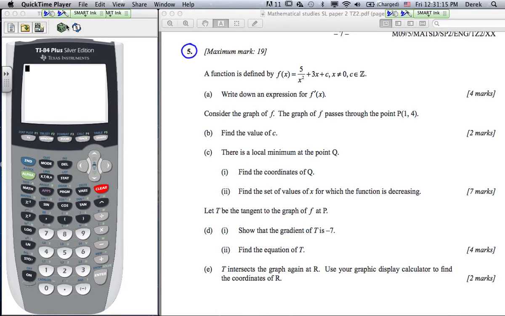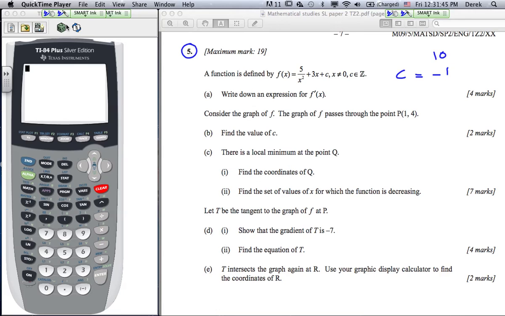Question 5. A function is defined by f of x is equal to 5 over x squared plus 3x plus c. And when it says x is not equal to 0, that's because you're dividing by an x. You can't divide through by a 0, so x is not equal to 0. And c is an integer, so c will be either a negative or positive whole number. So it could be, for instance, -1 or it could be 10, something like that.